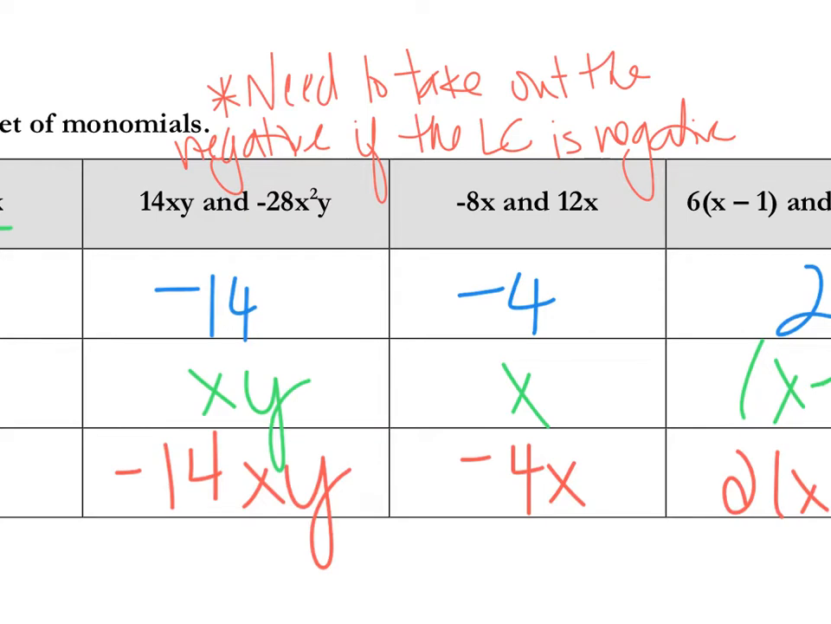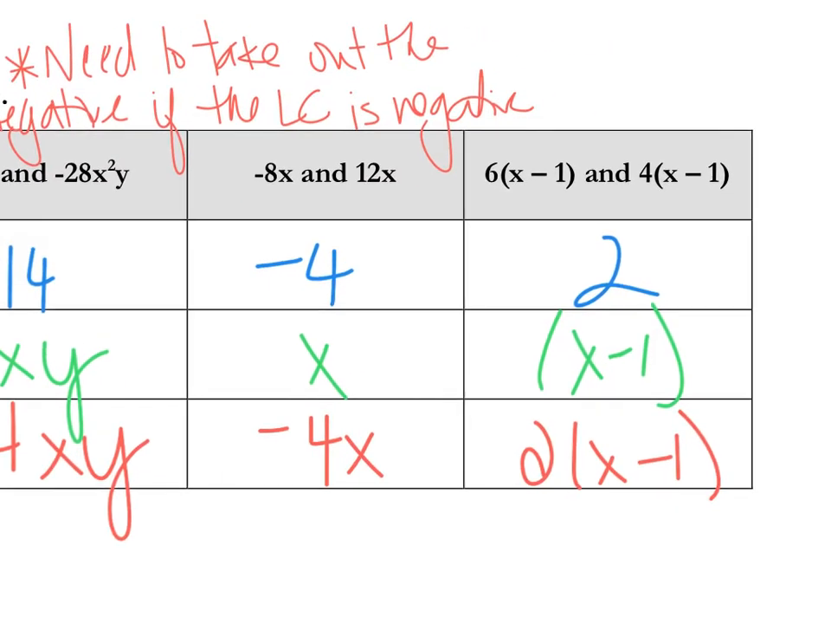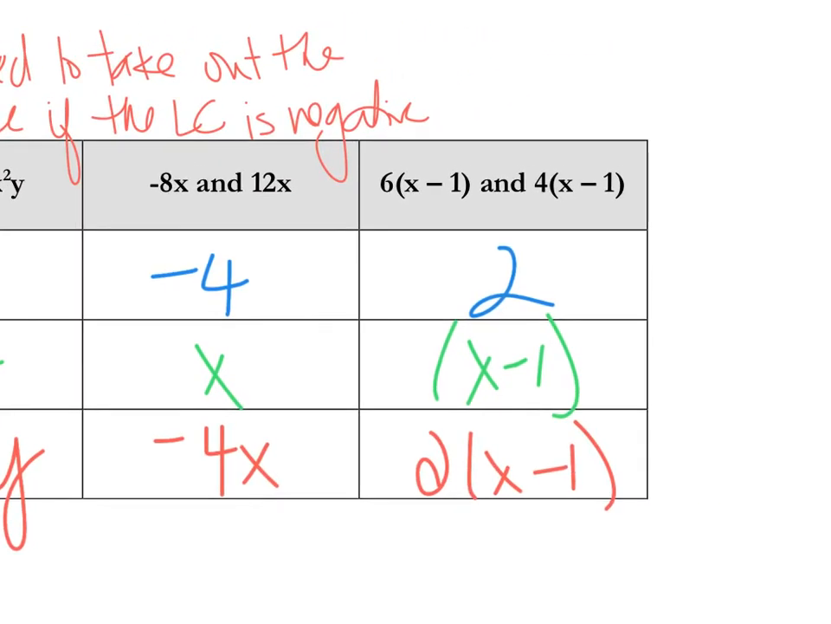Okay. All right, let's go ahead and then take a look at the last one. This one was a little bit different. So first, take the GCF of the coefficients, which would be 2, the greatest common factor that goes into both 4 and 6. And then take the GCF of the variable. So that entire x minus 1 is the factor that they share in common, so you take that out.